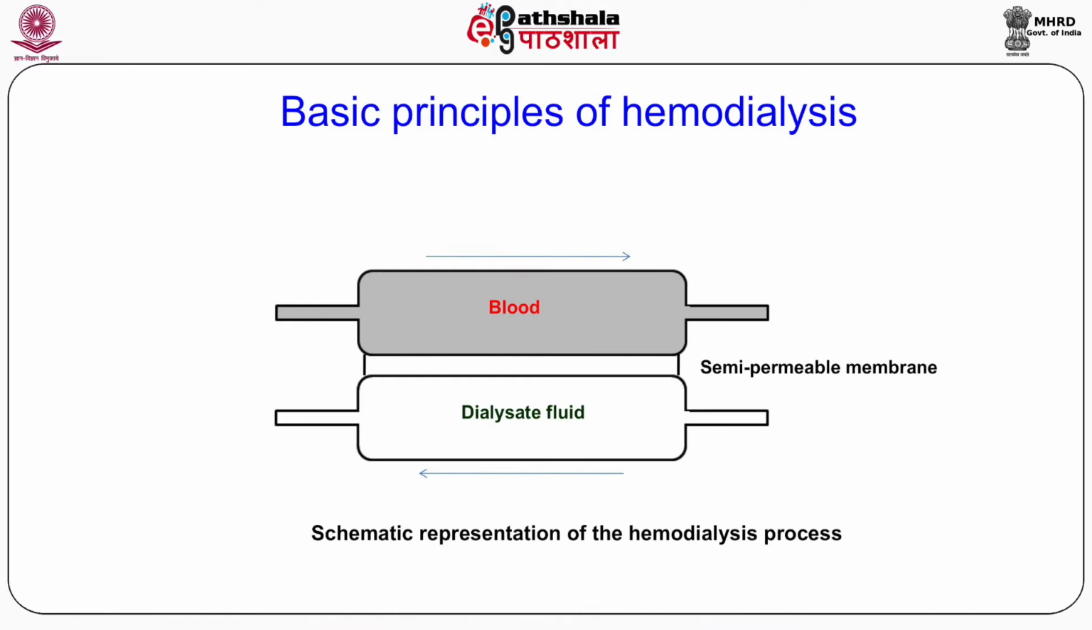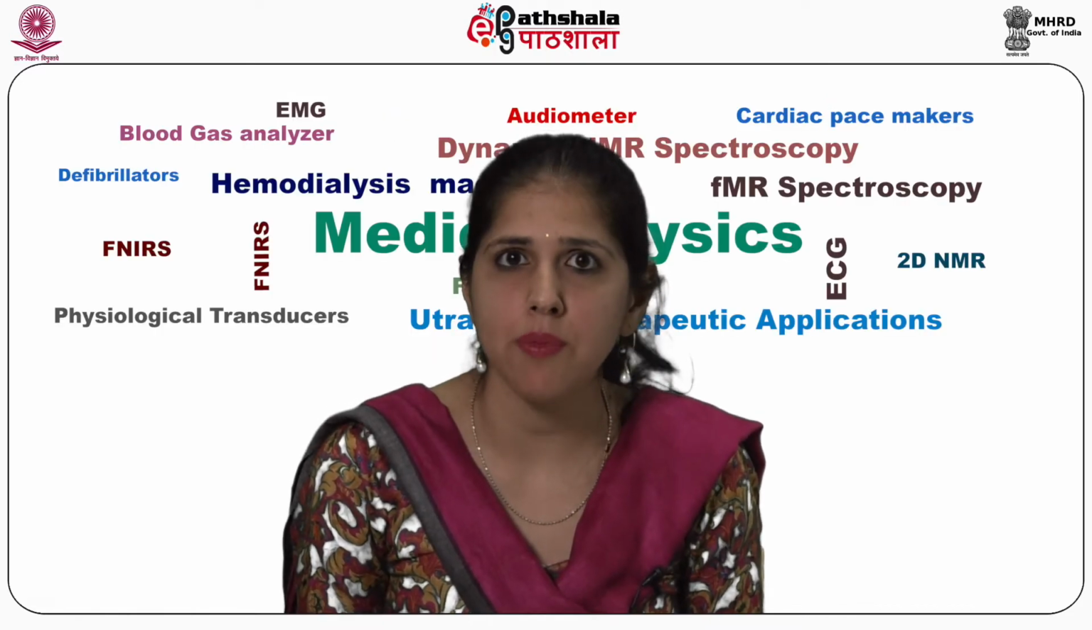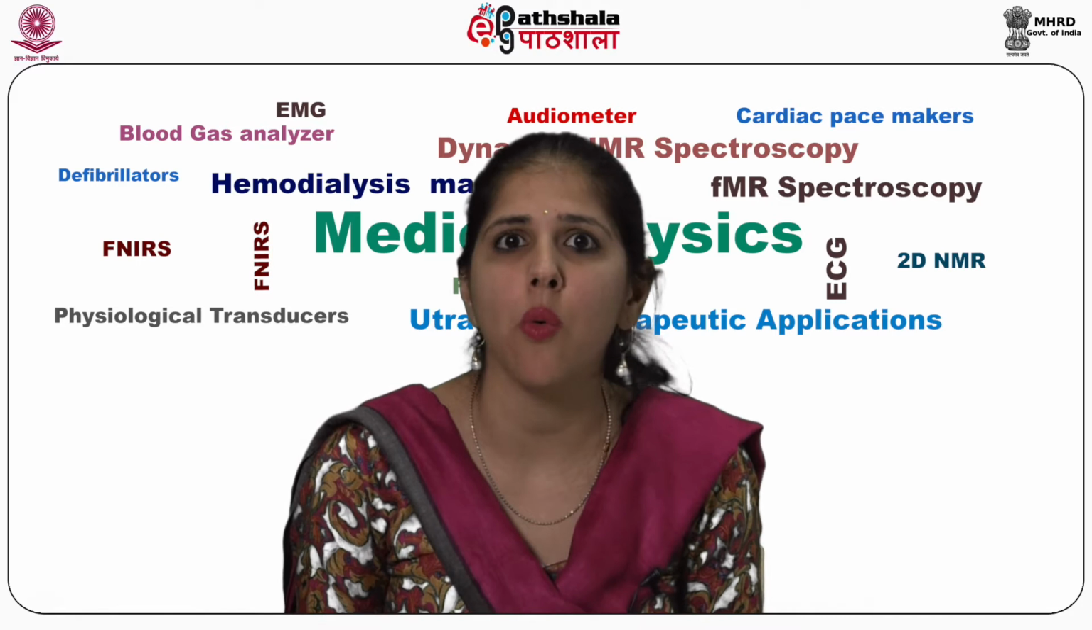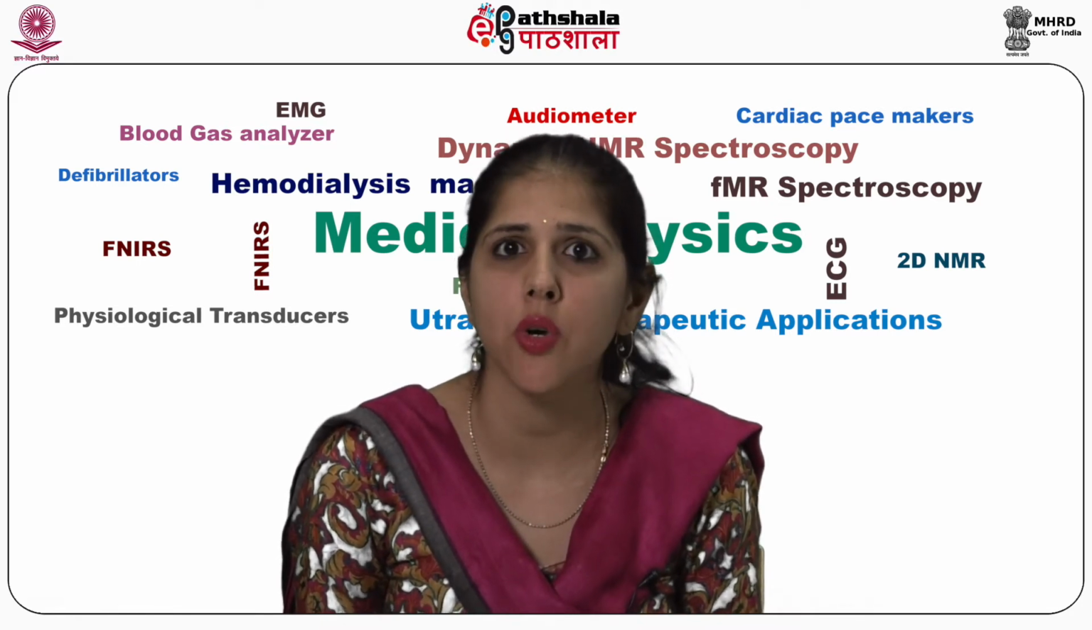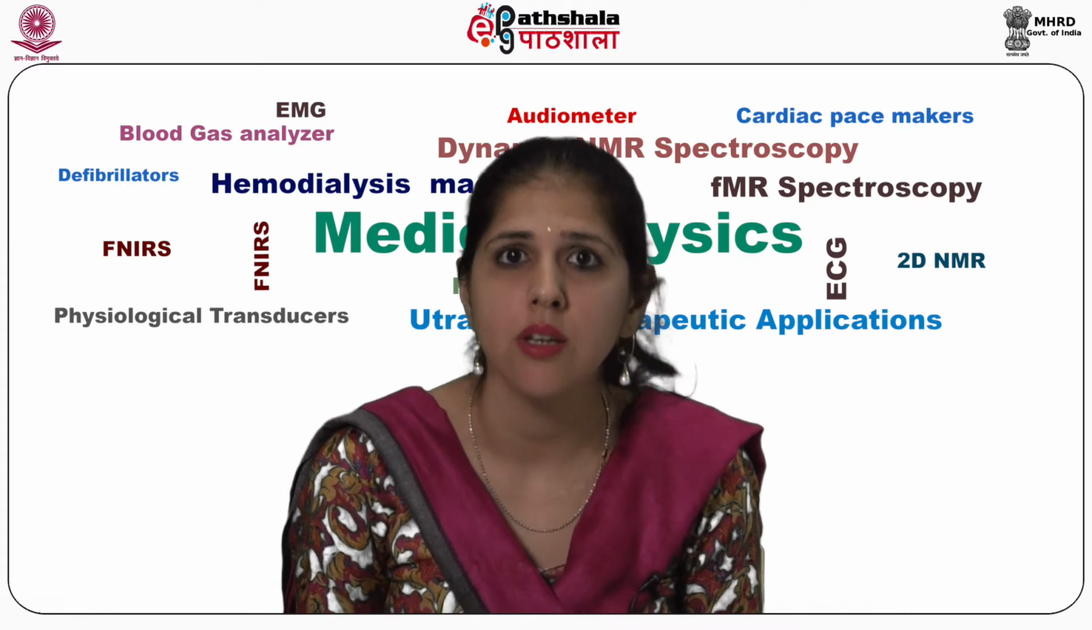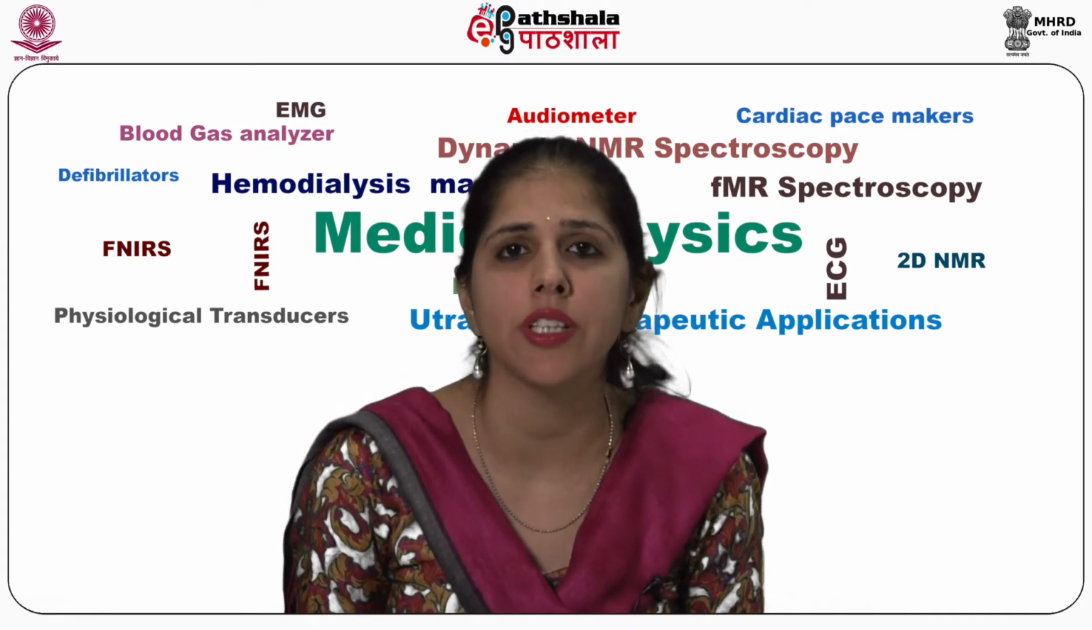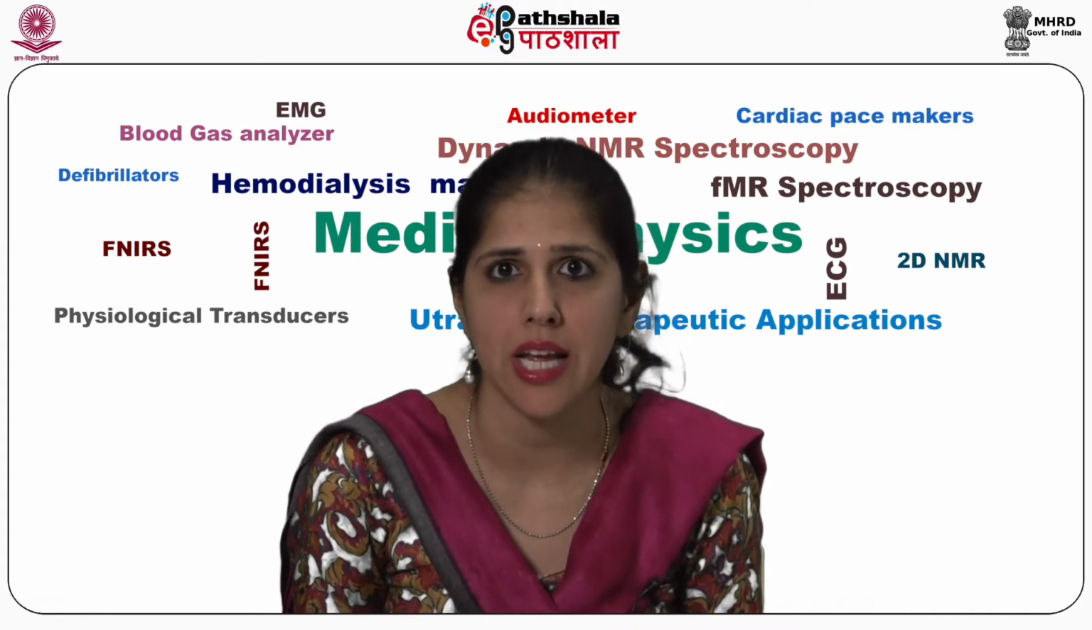A semi-permeable membrane essentially means a membrane which will allow a few molecules to pass through it while not allowing other molecules to pass through. The important thing here is that the blood and dialysate fluid are flowing in opposite directions. With this concept, we will go on to discuss why this opposite direction is important, what the role of a semi-permeable membrane is, and what the importance of a dialysate fluid is in the further slides.